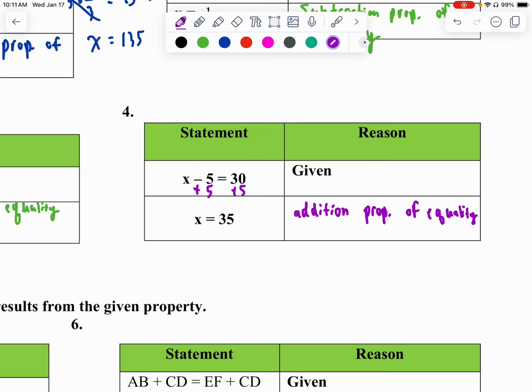In some cases, your teacher won't really mind if you use shorthand, if you just say add, prop of equality, addition, whatever. What I would recommend not to do is don't just write plus, or don't just write add, or anything like that. The whole point is that we're using these properties because we're going to use more and more properties as time goes on.